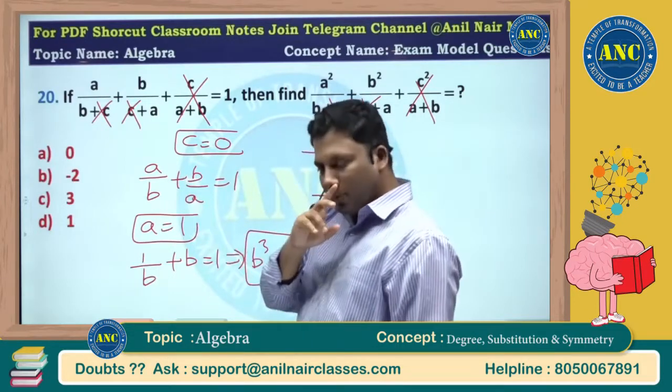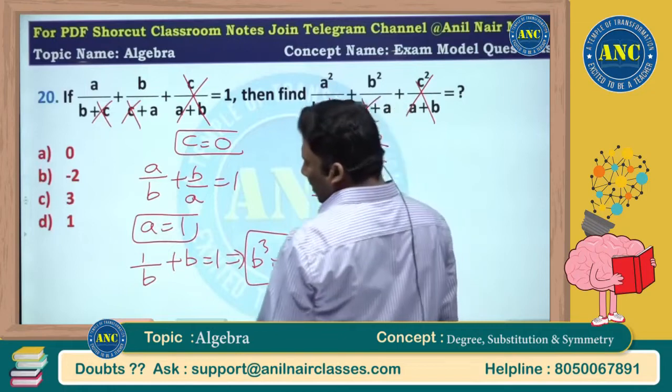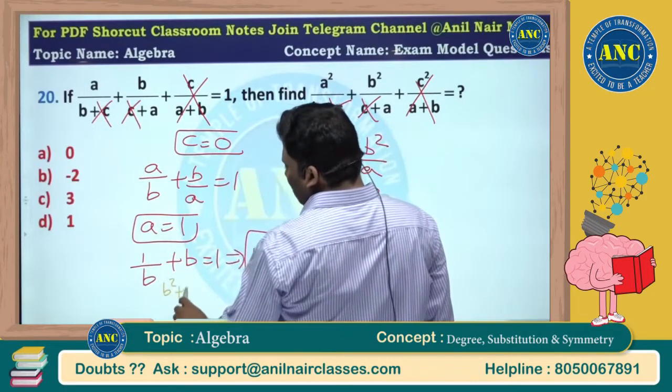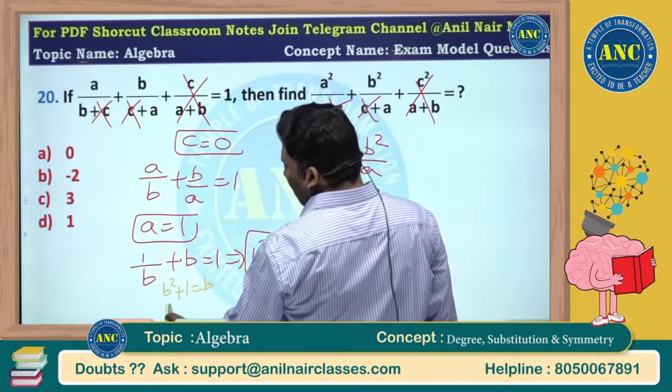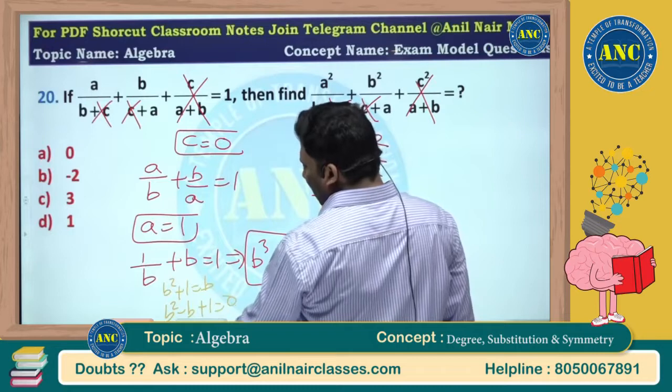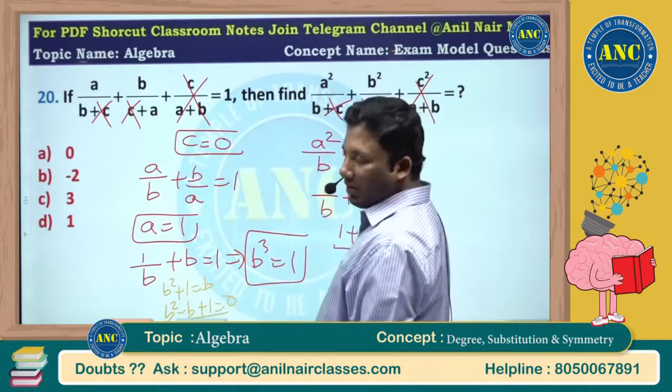1 by b plus b equivalent to 1. That means b square plus 1 equivalent to b. So b square minus b plus 1 equivalent to 0.